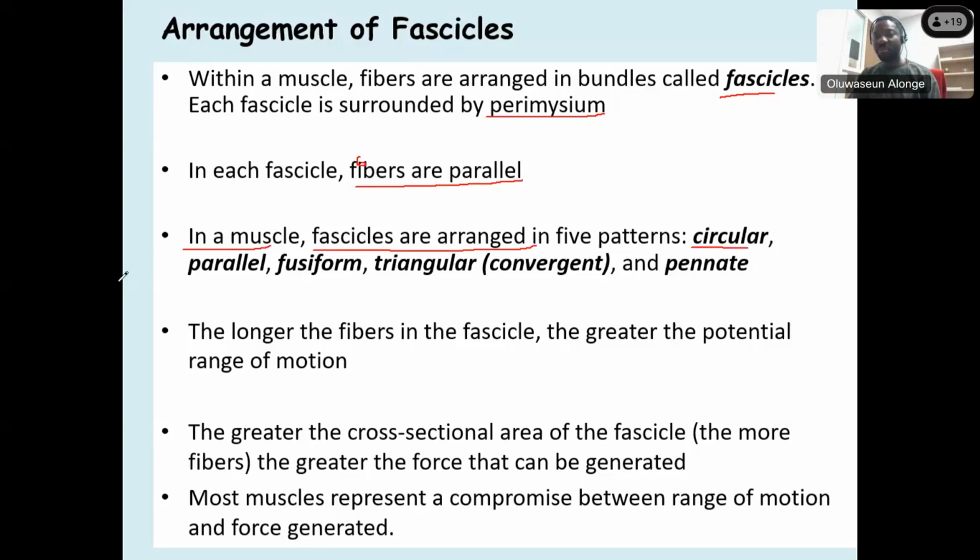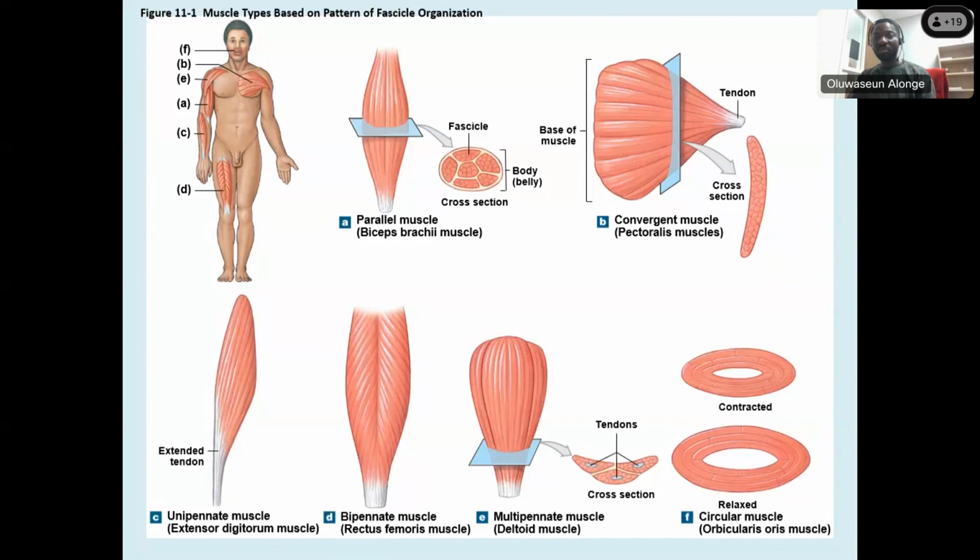Now we want to see how fascicles are arranged in a muscle. This can happen in 5 particular patterns: circular, parallel, fusiform, triangular, and pennate. The longer the fiber in the fascicle is, the greater the potential range of motion. The greater the cross-sectional area of the fascicle, the more fibers, and the greater the force that can be generated by the fascicle. Most muscles represent a compromise between range of motion and force generated. So now let's go ahead and look at those fascicles.